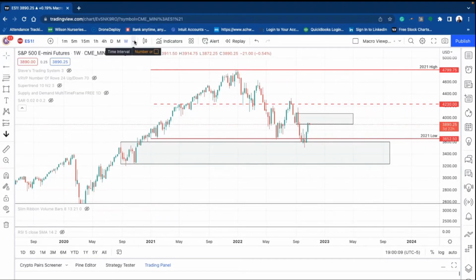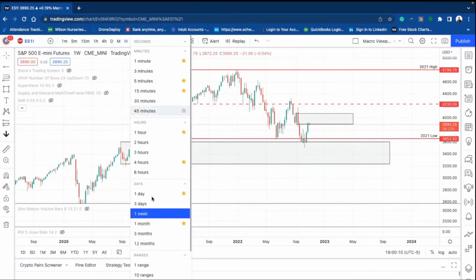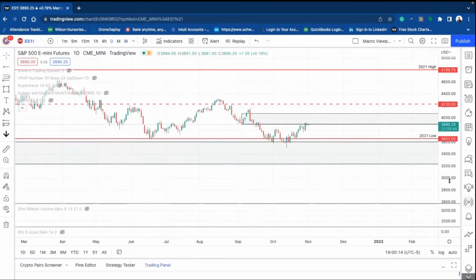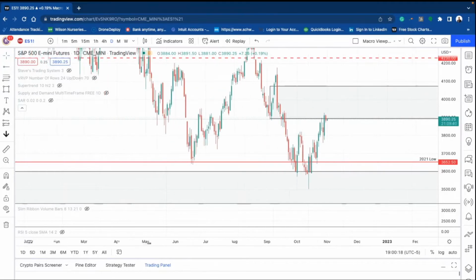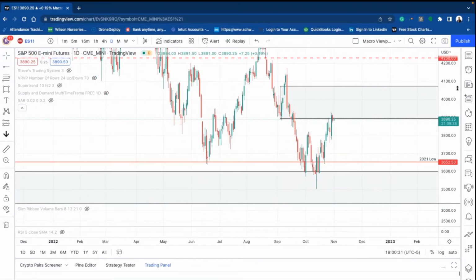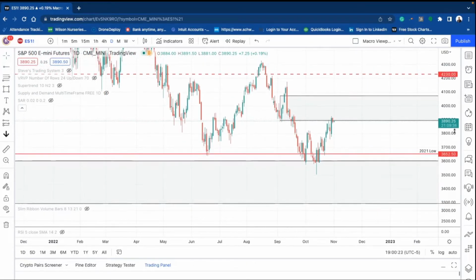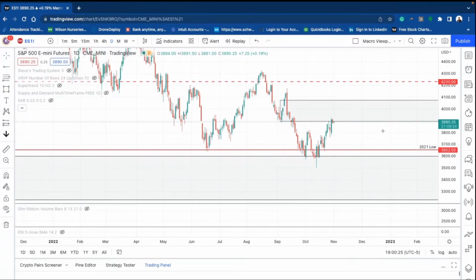And so this is still the weekly. Let's drop down to the daily. Let's see what we're looking at on the daily. Okay, so when I'm looking at the daily, you can get even better ideas of market structure and the current trend. As you can tell here, let me just give you guys a measurement.